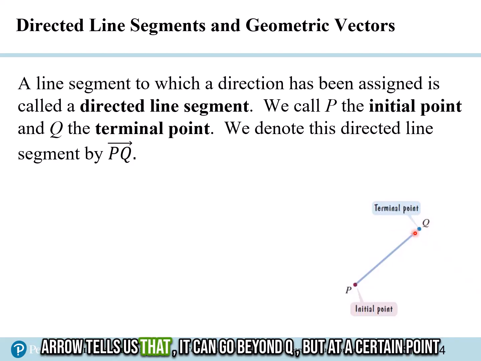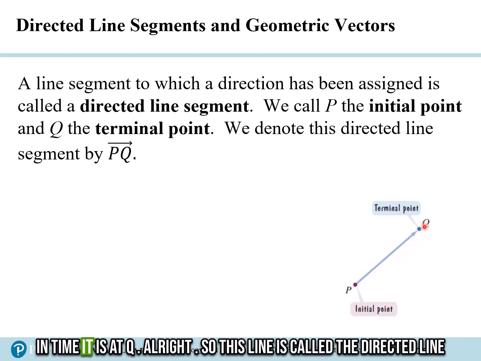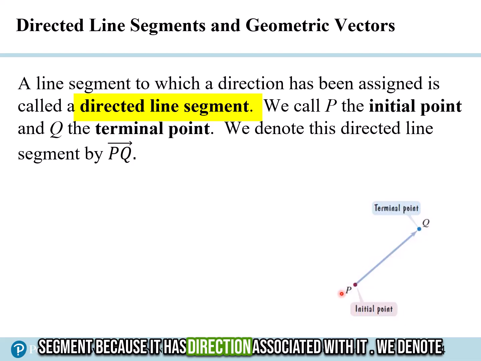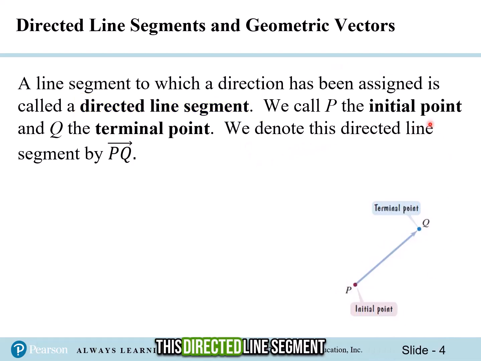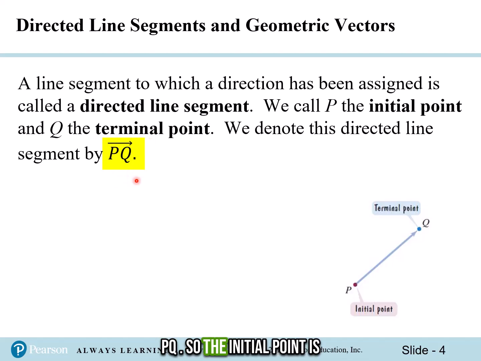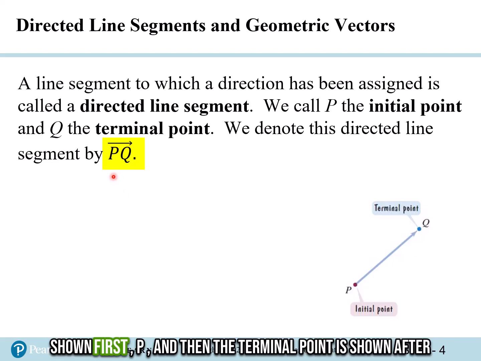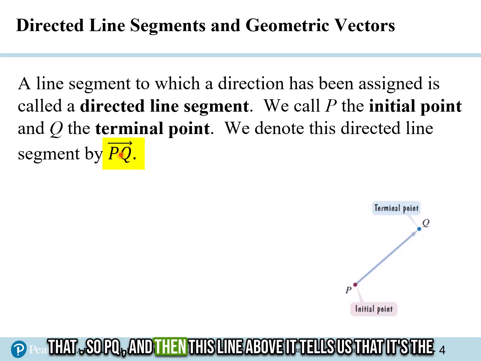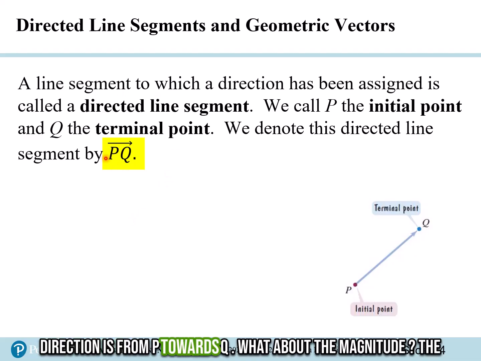This arrow tells us that it can go beyond Q, but at a certain point in time, it is at Q. All right. So this line is called the directed line segment because it has direction associated with it. We denote this directed line segment with the notation PQ and with an arrow running over PQ. So the initial point is shown first, P, and then the terminal point is shown after that. So PQ, and then this line above it tells us that the direction is from P towards Q.